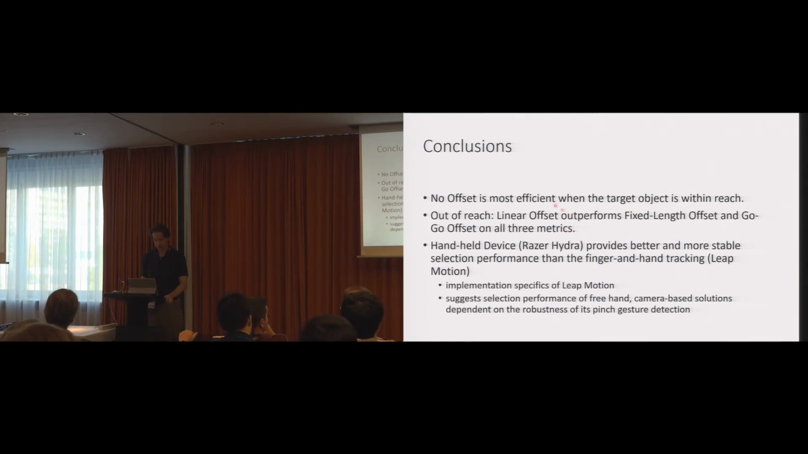All right, to conclude, no offset is more efficient when the target object is in reach. Out of reach, the linear offset performed better than the other two extended reach techniques. And in general, the Razer Hydra seemed to perform better. Of course, this is in part due to the particulars of the Elite Motion, its field of view, its resolution. You might get better results with 100 cameras instead of one. But it basically just points out empirically that the robustness of the pinch gesture has a significant effect on the overall results compared to just pressing the button, which usually doesn't fail.